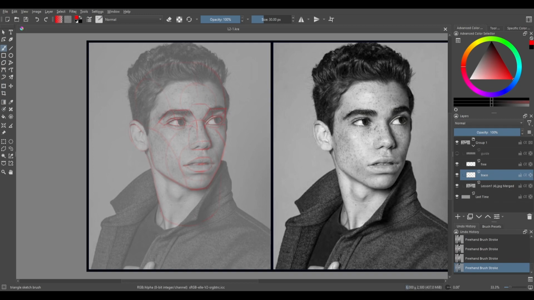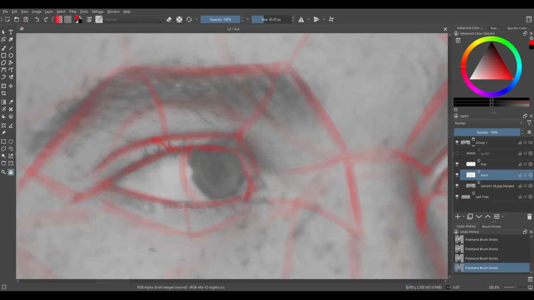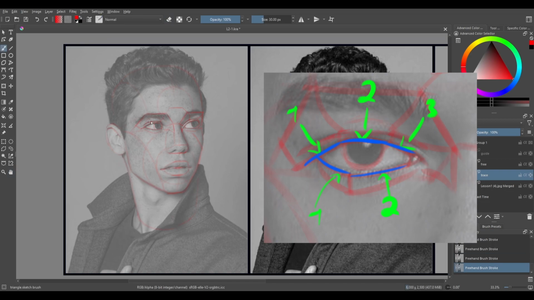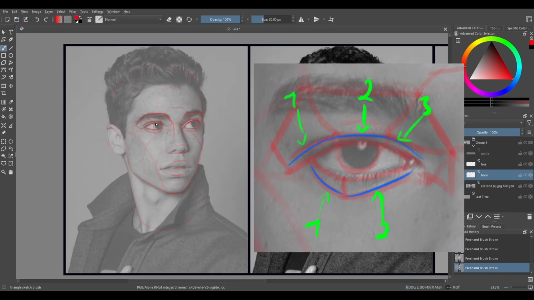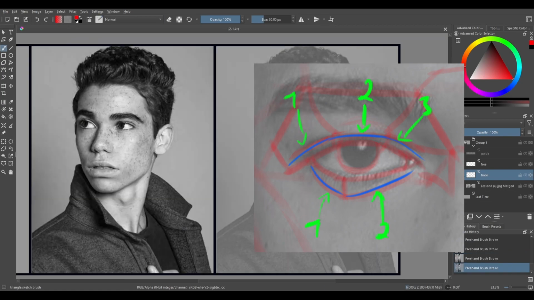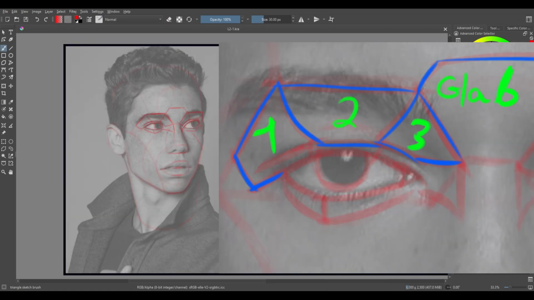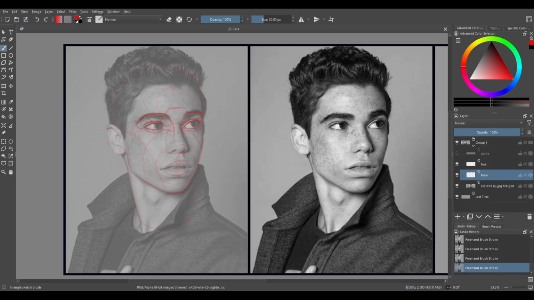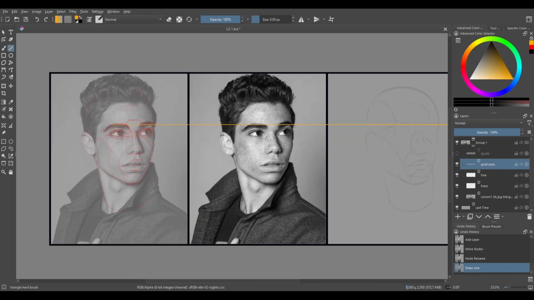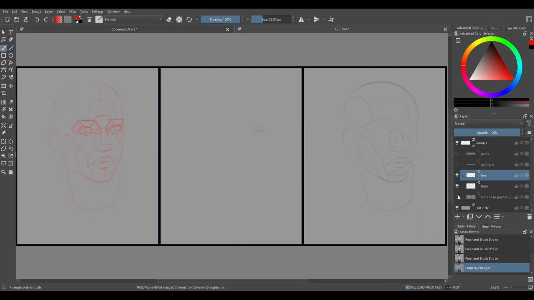The planes of the eye area are divided into 3 sections. We have 3 planes for the upper eyelid and 2 planes for the lower eyelid, and to finish off we have 3 planes for the brow area and also the glabella. Now these planes can be a little tricky to draw, so what I found out that really helped me out was to remember that these planes will be wrapping around the eyeball and the brow area.